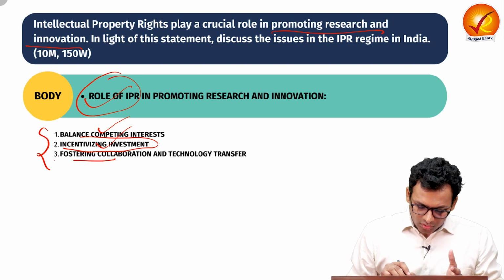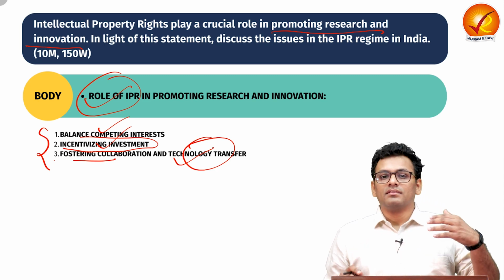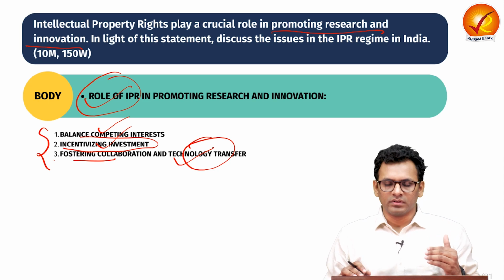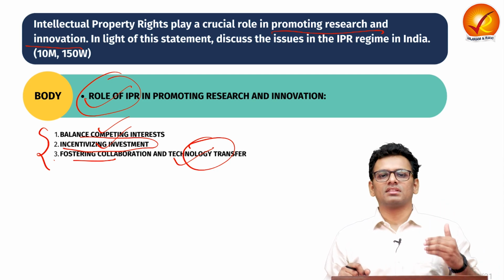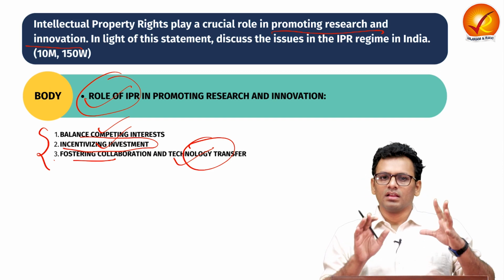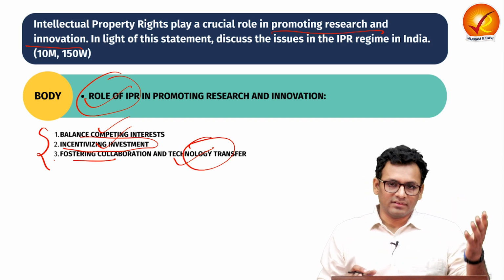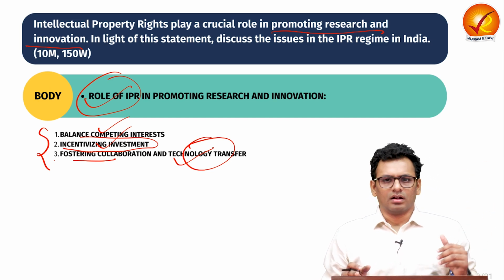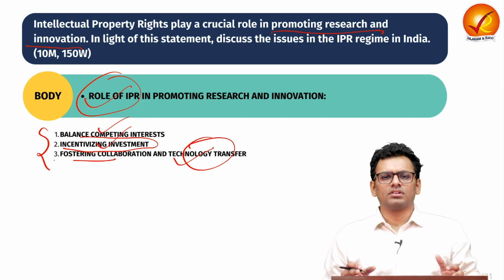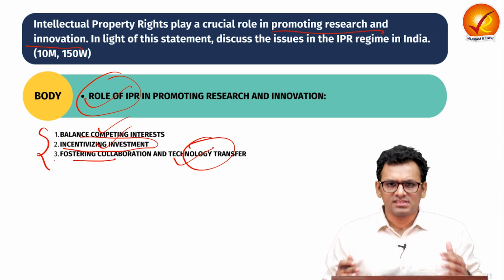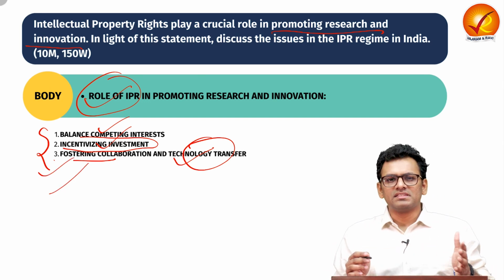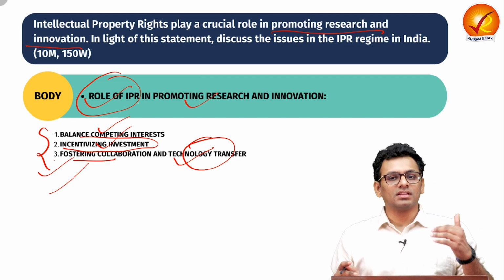The third is fostering collaboration and technology transfer. We have witnessed how IP rights safeguard the interests of the innovators. At the same time, they also help with acknowledgement as well as transfer of technology to different communities. We saw how the AstraZeneca vaccine, created by groups in another country, had its technology transferred to India and helped the masses fight the pandemic. So these are some features that you can talk about in promoting research and innovation.